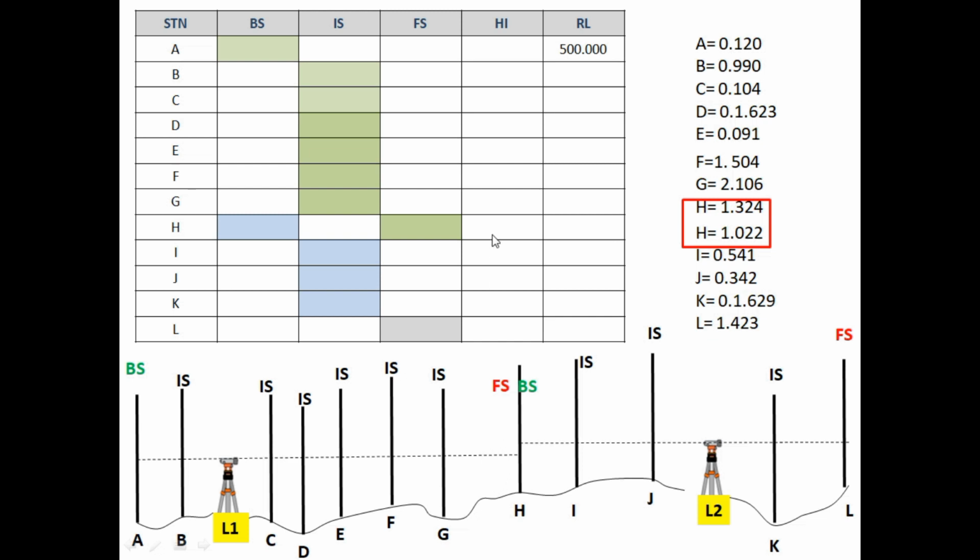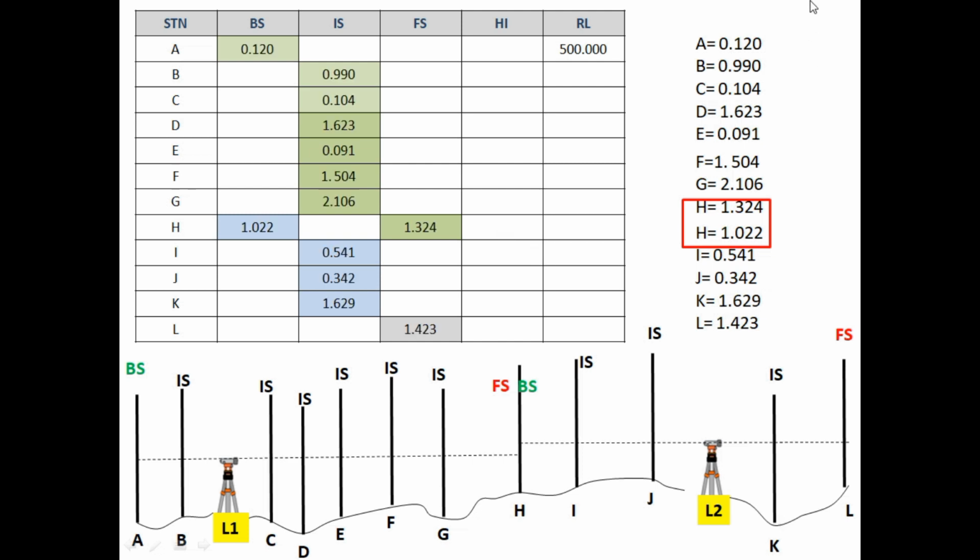See here, the old height of instrument minus the foresight reading gives you the ground level. Old height of instrument minus foresight reading gives you the old reduced level. Now old reduced level plus new backside will give you the new height of instrument. This is how it is to be entered into the table.